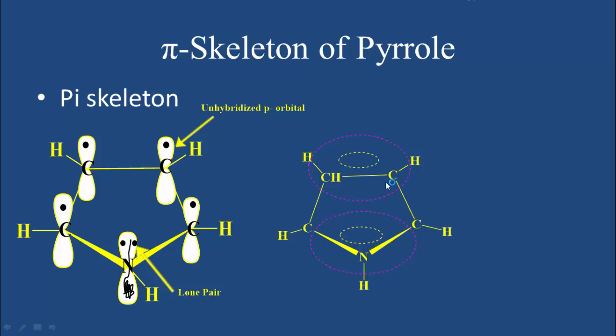This is the electron cloud above the plane and below the plane of the ring. Because in the sp2 state of hybridization, there is planar geometry, triangular planar geometry, and the electron cloud is present above the plane of the ring and below the plane of the ring. This is the pi molecular orbital containing electrons. This is the simple representation of the pi molecular orbitals of the pyrrole.